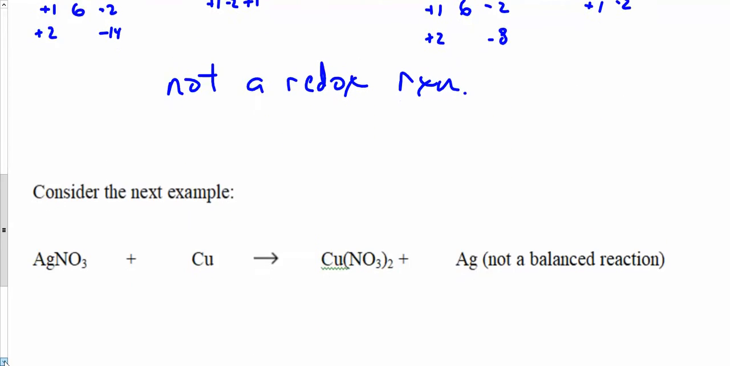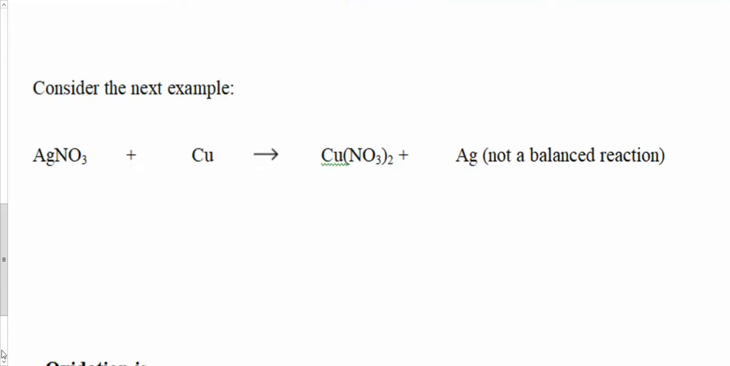Next one. Same thing. Let's assign some oxidation numbers. If you want to pause the video and try it yourself, that's fine. Otherwise, I'm just going to keep going. Minus 2. NO3 has a charge of minus 1. Just this little polyatomic ion means Ag is going to be plus 1. Looks like N is going to be a 5.